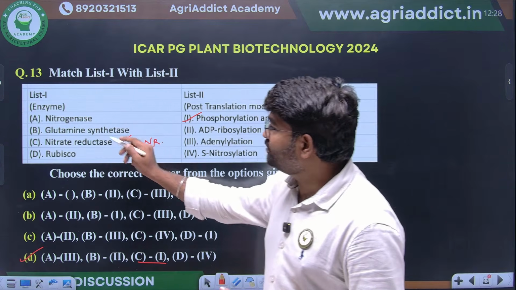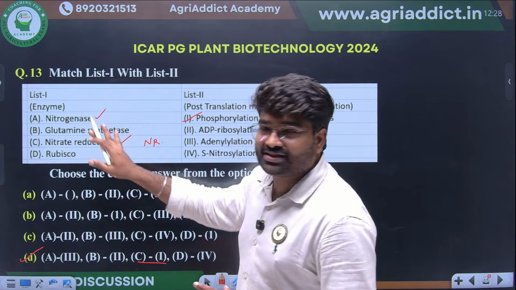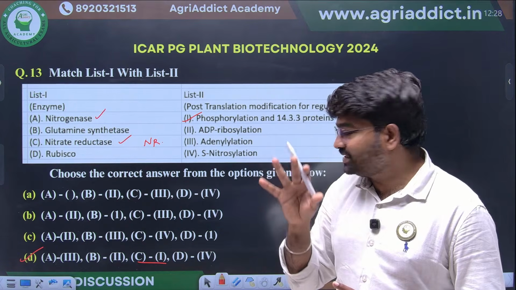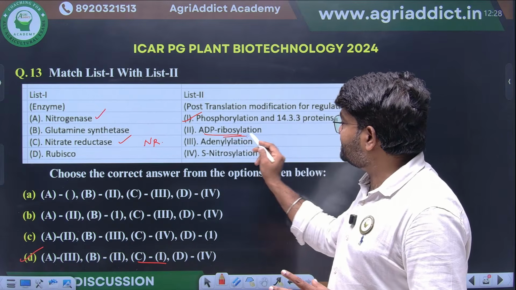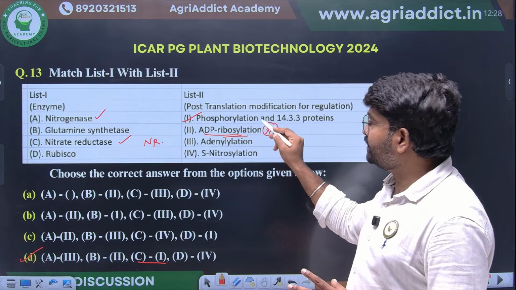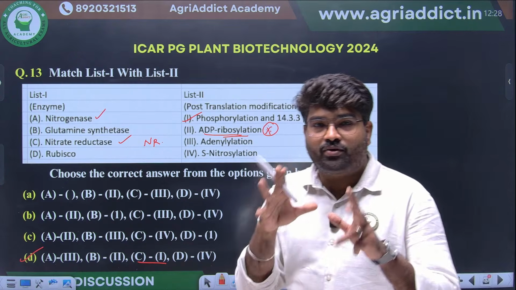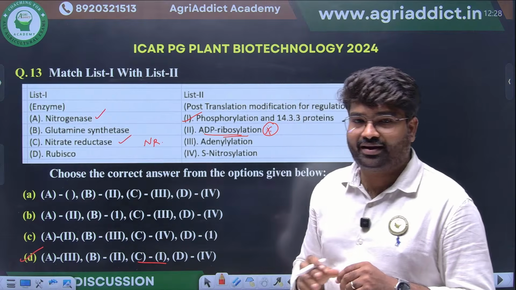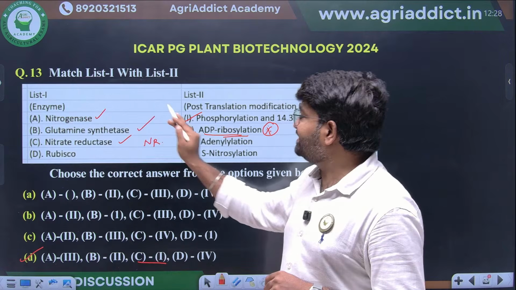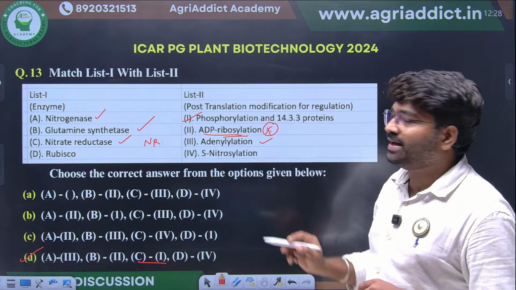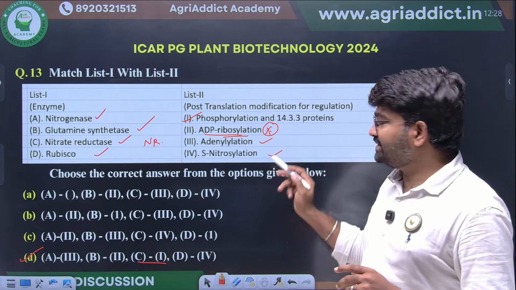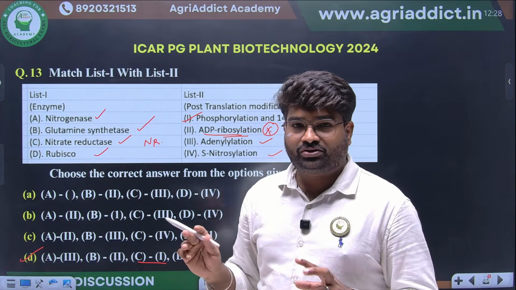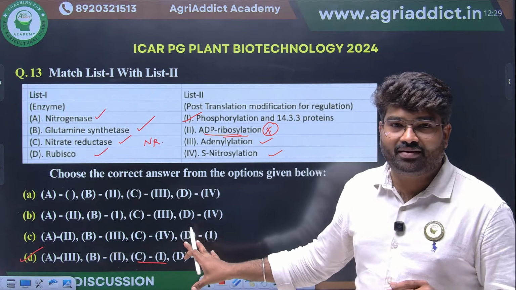Then second thing, you see nitrogenase. Nitrogenase enzyme is typically regulated by what? By ADP ribosylation. This is another important question. Then glutamine synthetase will be regulated by adenylation. Rubisco will be regulated by S-nitrosylation. So we have to choose the option by elimination method also.